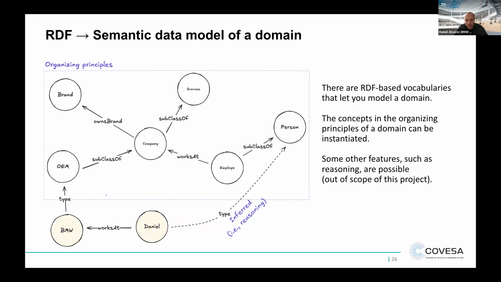When you are using this technology stack, you don't even need to say that BMW is a company. So you can also enable features like reasoning. For example, if you have this in place, you will be able to infer that BMW is also a company, or that Daniel is an employee, even though you didn't mention that explicitly in your data. So it's possible to construct these kinds of models, and they are often referred to as ontologies, or taxonomies if you just work with classifications. Next slide, please.